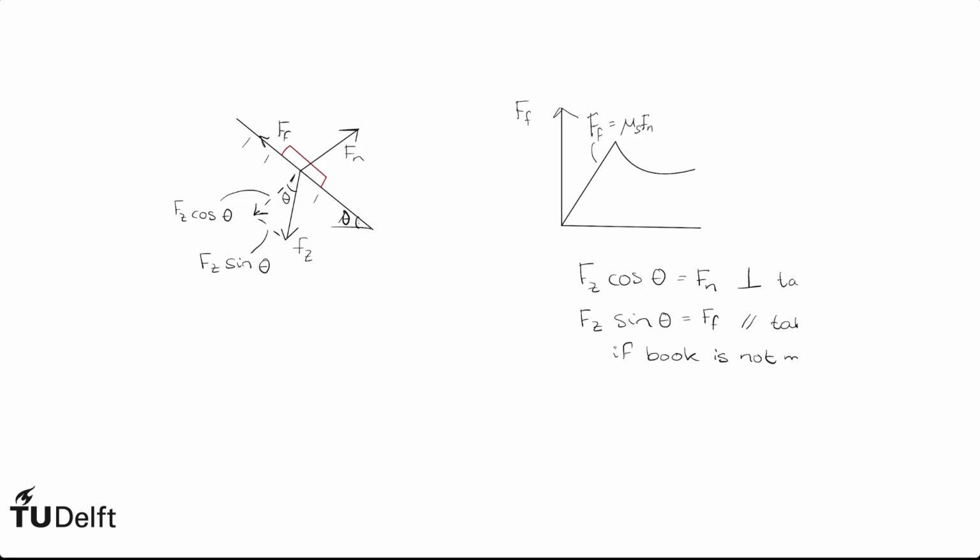So at which point will the book start moving? Well, that of course is when the frictional force has reached its maximum, which by the theory we've just discussed is when the frictional force equals the coefficient, the mu k or mu s, depending on whether you're still in the static regime or in the kinetic regime, times the normal force. So if the book is just about to start moving, this is then mu times N.